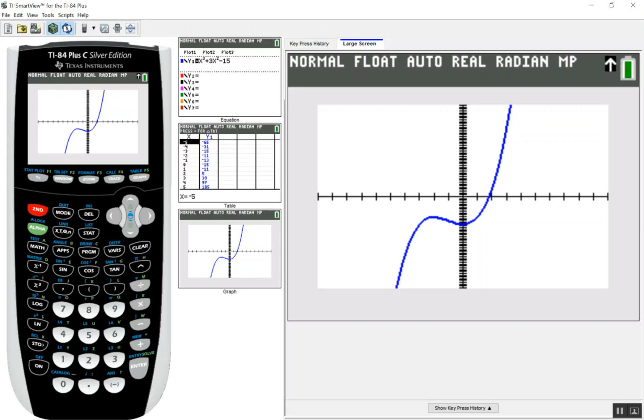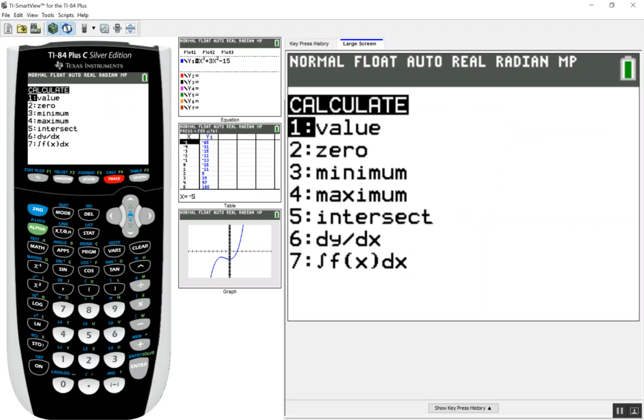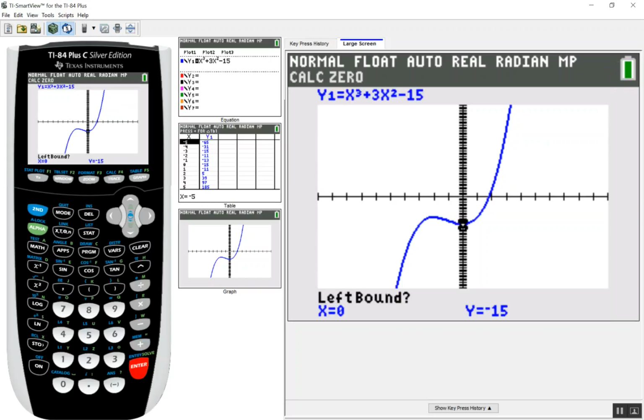So we're going to go to second calculate, which is on the trace button, and we're going to go to zero and select that. So you can either go down and hit enter or just hit the number 2. And this works like the intersect command, except instead of selecting y1 and y2, we're going to select some value to the left of our zero, which is our left bound. So any left bound will do, so I'll hit enter there.